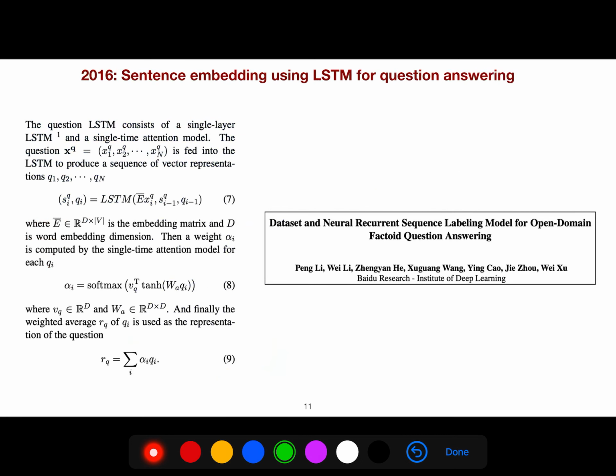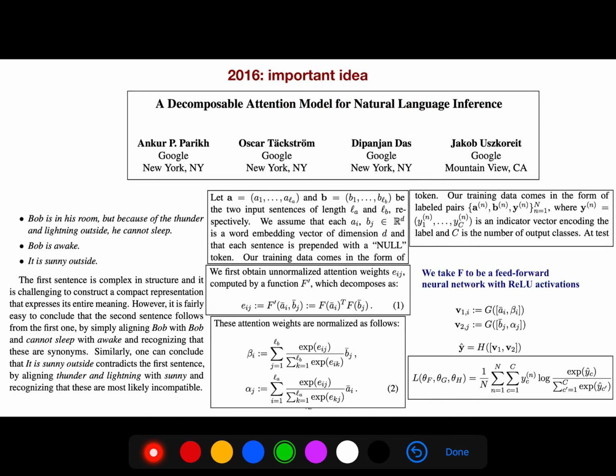But then another paper came in 2016, even before Sentence-BERT, which was used for question answering. But this is an important idea in 2016, a decomposable attention model for natural language inference. So we take F to be a feed-forward neural network with ReLU activation. So these attention weights are normalized like this.